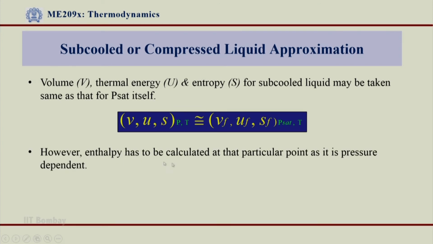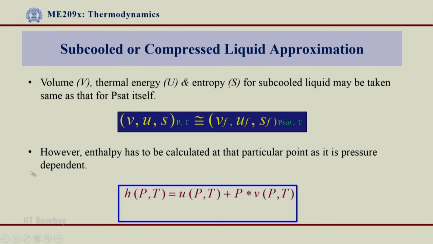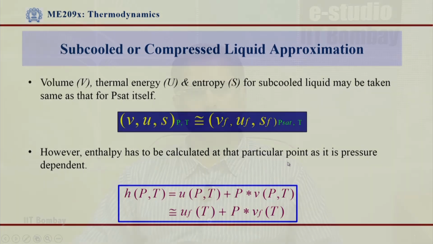However, enthalpy has to be calculated at the particular point as it is pressure dependent, which is what we have seen: H(P,T) cannot be approximated as H_f at T, which is what we could do for the others, because of the basic formulation of the enthalpy itself. I have shown this formulation earlier. So properties V, U and S can be taken at Psat, but not the enthalpy. Enthalpy can be directly computed from this formulation.